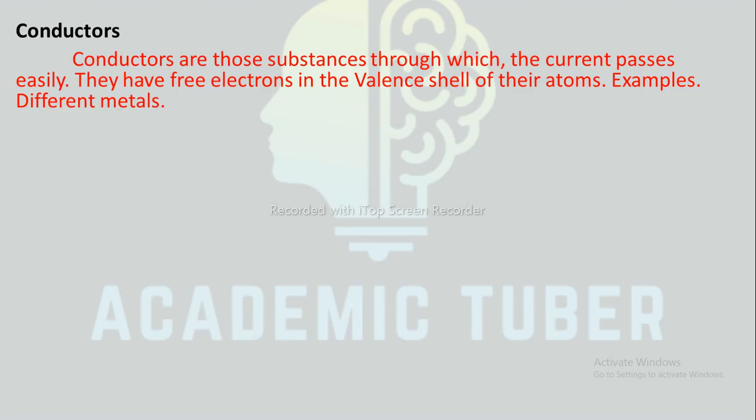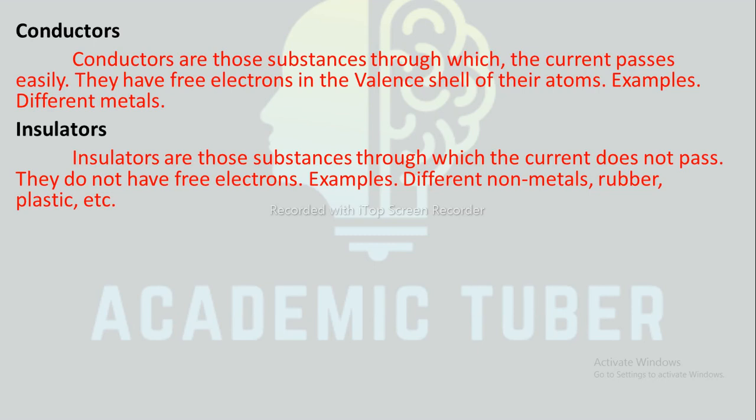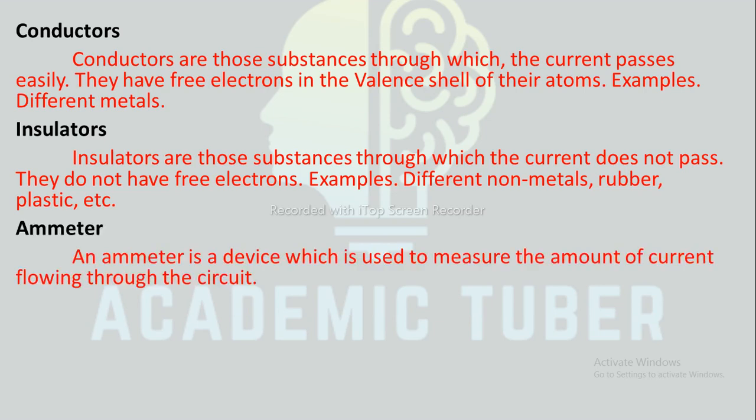Conductors. Conductors are those substances through which the current passes easily. They have free electrons in the valence shell of their atoms, for example different metals. Next one is insulator. Insulators are those substances through which current does not pass. They do not have free electrons, for example different non-metals, rubber, plastic, etc.